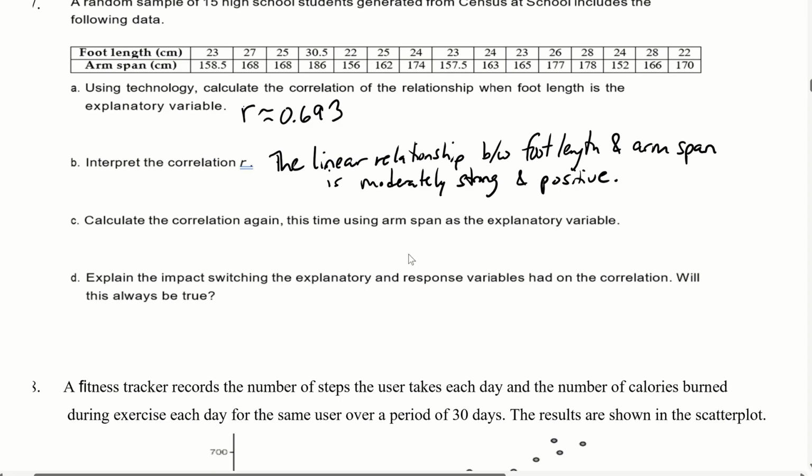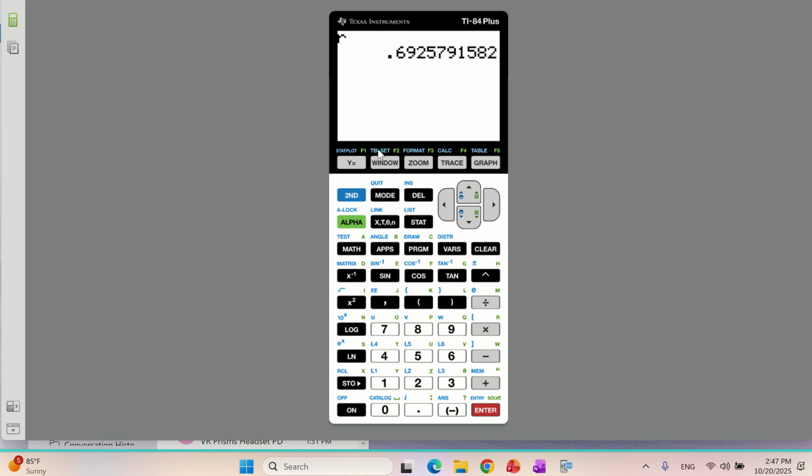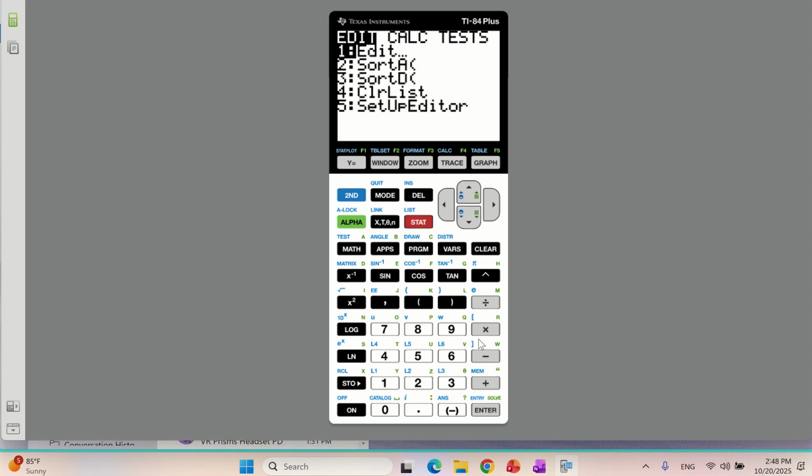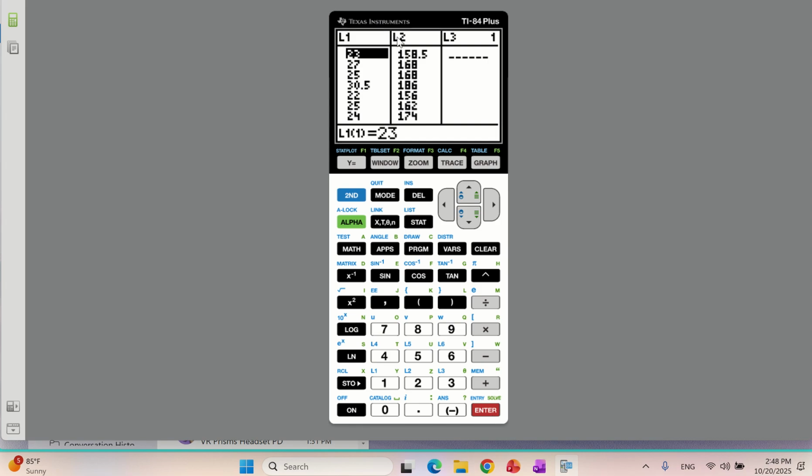Part C, calculate the correlation again, this time using arm span as the explanatory variable. So we'll show you how to do that. Basically we're swapping list 1 and list 2. So list 2 is now X and list 1 is now Y. This is easy to do on the calculator. First we're going to go to stat right here and then edit. And notice that we got our list 1, list 2. We're going to use list 2 for X and list 1 for Y. I'm not going to change anything here. All right, so let me go back.